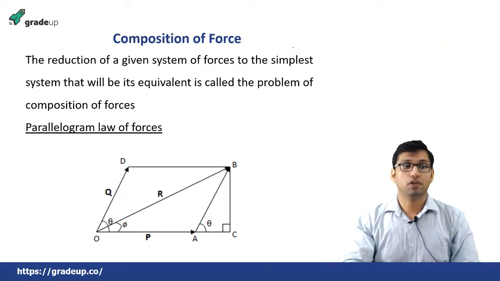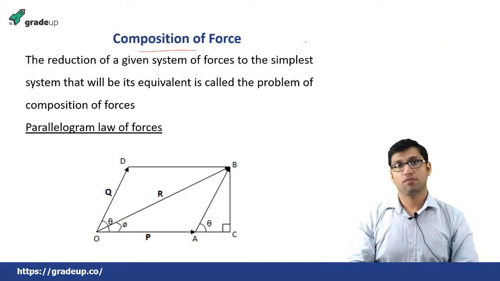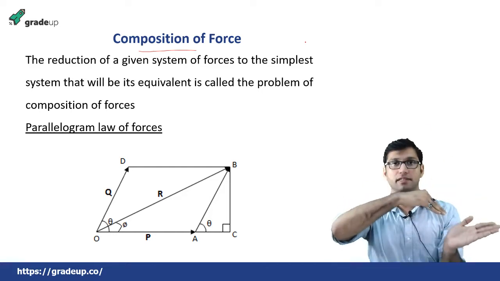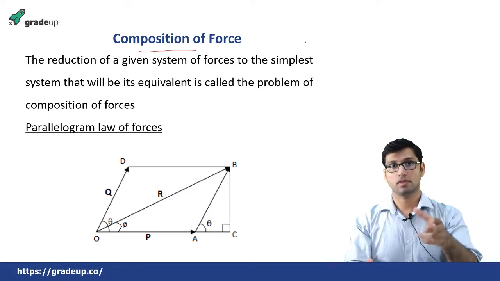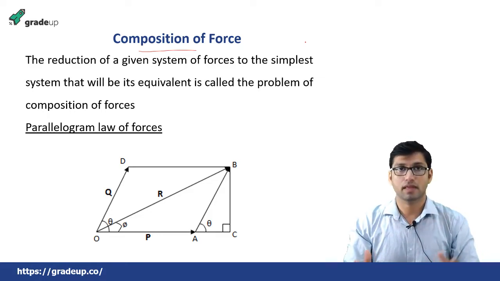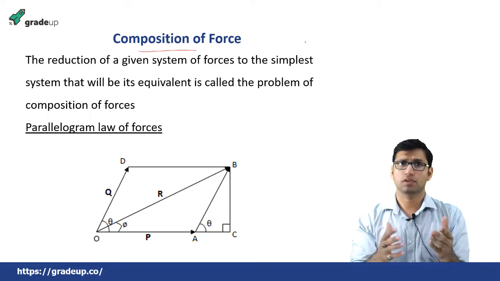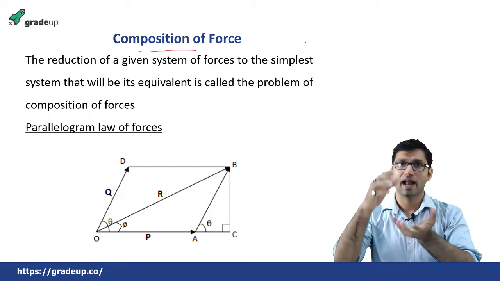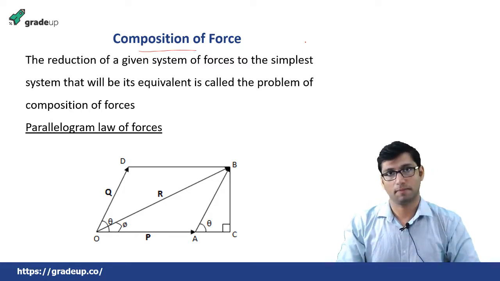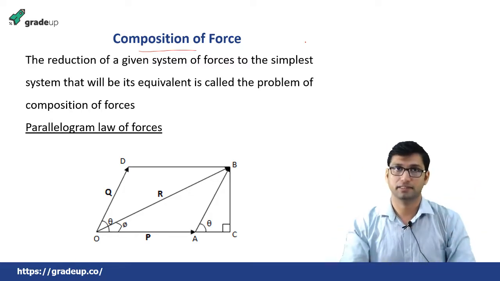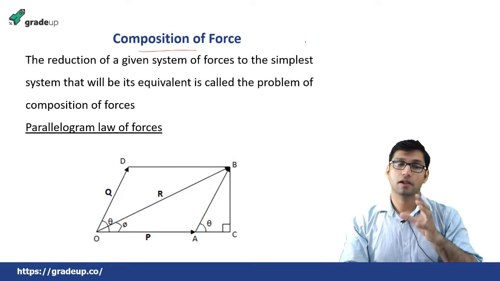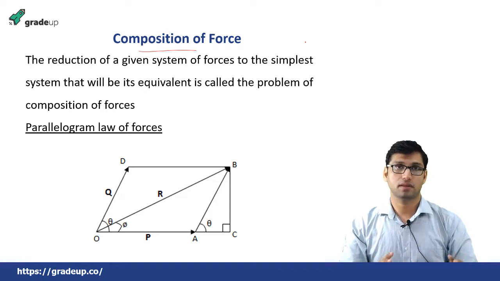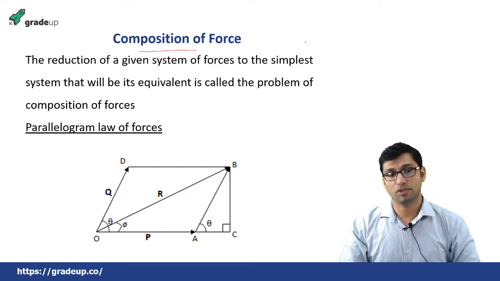Now, what is composition of force? As I have told you, these forces may be acting in different directions: x direction, y direction, z direction. Since there are three different axes, x axis, y axis, and z axis, if the forces are acting along different axes, how are we going to tell what is the total amount of force acting on the body? That is called the composition of forces. The reduction of a given system of forces to a simplest system is called a composition of the forces.